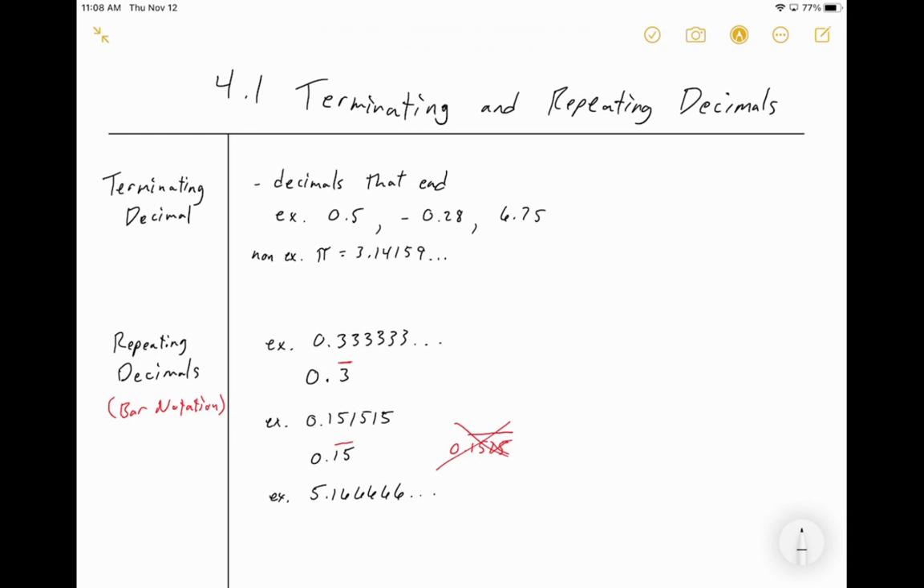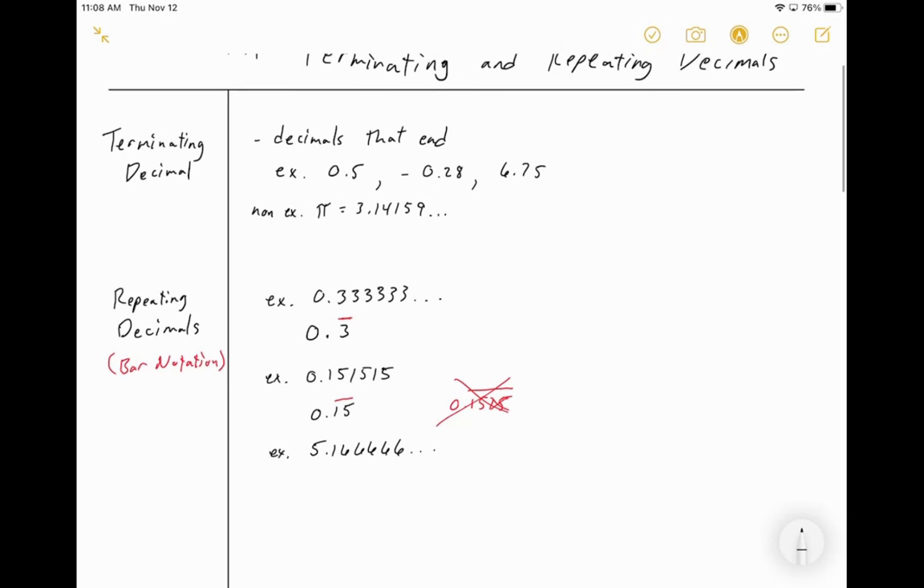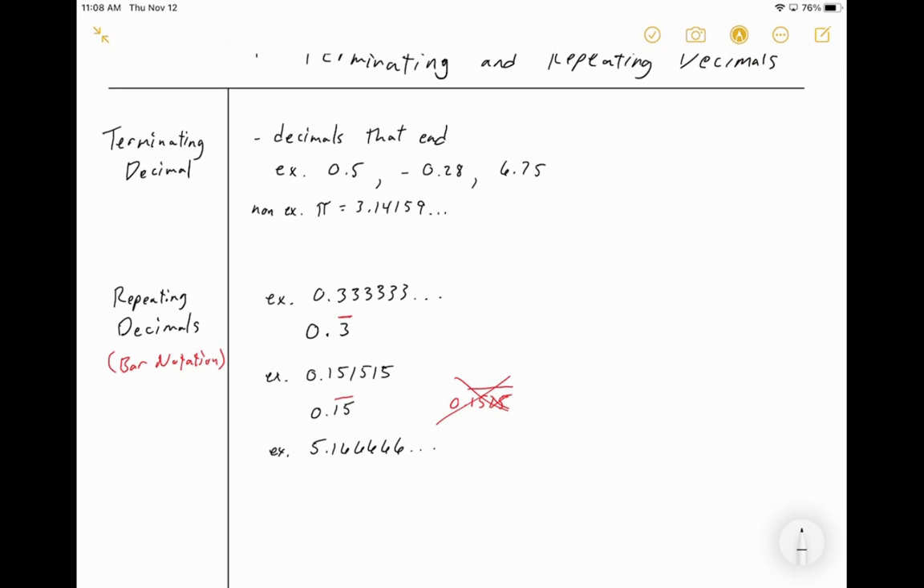What if I had 5.166666666 on forever and ever and ever? What do I do? Remember, only put a bar over the part that repeats. So how would I rewrite this one? Go ahead and write it yourself. You could probably figure this out by now, hopefully. I'm going to write this as 5.16, and I'm going to put the bar over not the 1 and the 6, just the 6, right?